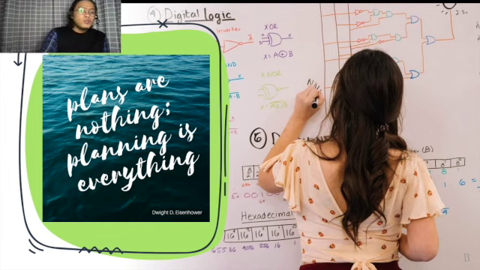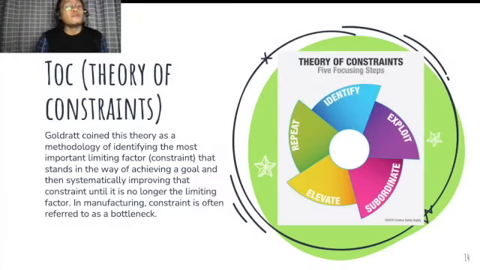Okay, so let's go to the next slide, which is the theory of constraints. According to Goldratt, he coined this theory as a methodology of identifying the most important limiting factor, which is called the constraint, that stands in the way of achieving a goal, and then systematically improving that constraint until it is no longer the limiting factor. So in manufacturing, a constraint is often referred to as a bottleneck. The theory of constraints takes a specific approach to improvement. It hypothesizes that every complex system, including manufacturing processes, consists of multiple linked activities, one of which acts as a constraint upon the entire system.